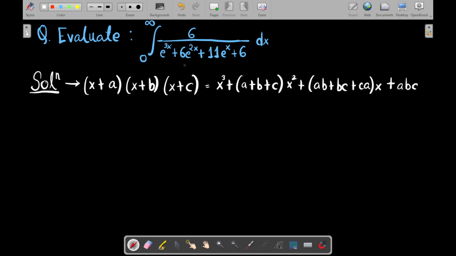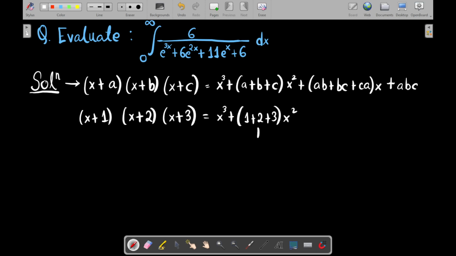You see here the coefficients are 1, 6, 11 and 6 again. If you look carefully, the denominator can be factorized as x plus 1 times x plus 2 times x plus 3. If you write it, the first term will be x cube plus, if you do 1 plus 2 plus 3, times x square, this will give us 6x square.